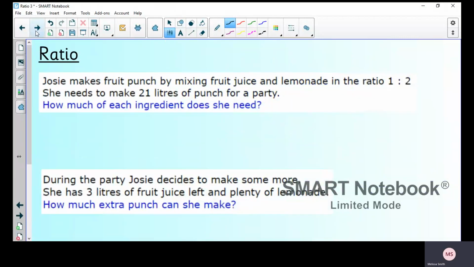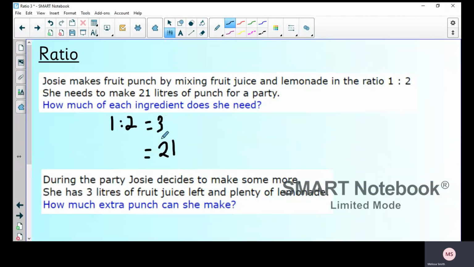Okay, let's have a look at the next questions. Josie makes fruit punch by mixing fruit juice and lemonade in the ratio of 1 to 2. So I'm going to make a note of that. So it's fruit juice is 1 part to lemonade, which is the 2 parts. And she needs to make 21 litres. So with the 1 to 2 parts, how many litres do we have already? Well, we have 3, but 3 is not enough. We want 21. So again, it's the case of scaling up the ratio.